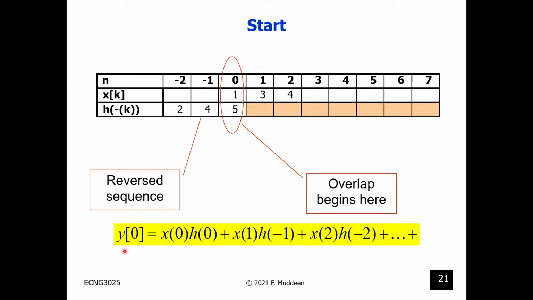So if we look back at our y of 0 equation that we just evaluated, that was x0 h0, x1 h minus 1, x2 h minus 2, and so forth. H of minus 1 here, you can see is 4, and then x of 1 here is 3, but there's no overlap, so we can't multiply those two values. We can only multiply the values where the overlap actually occurs. So y0 here is just going to be 1 multiplied by 5, which gives us 5.